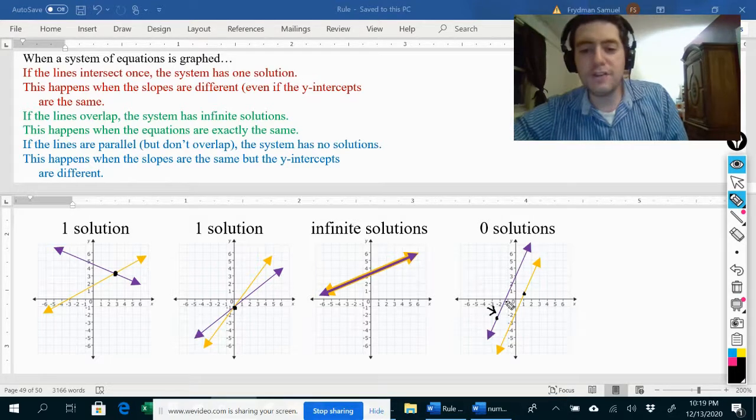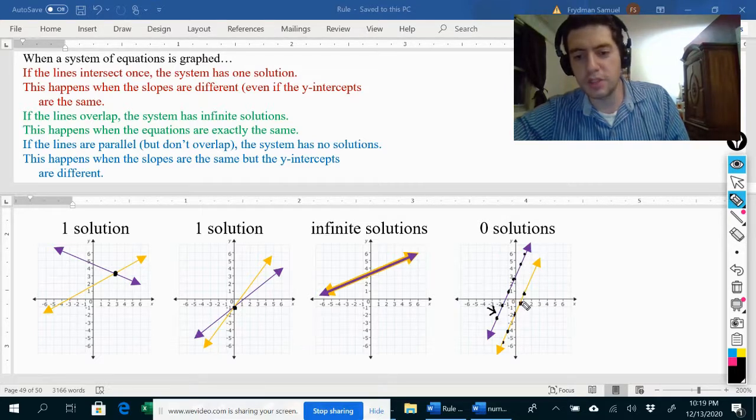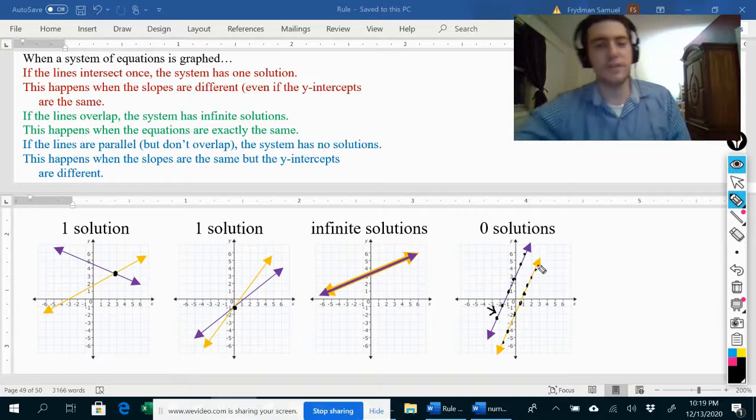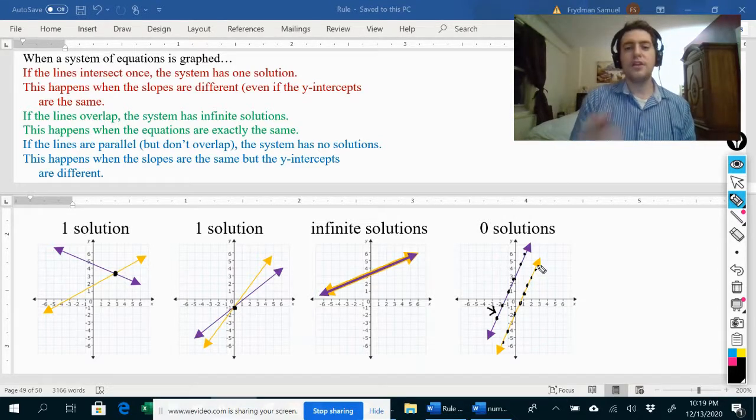Okay, so even though there are an infinite number of solutions to the equation that gave us the purple line, and there are also an infinite number of solutions to the equation that gave us the yellow line, there is no solution to both of those equations. None of these points are common to both of the lines, and that means there's no solution that is a solution to both equations, and therefore there's no solution to the system, because the system just means both equations.